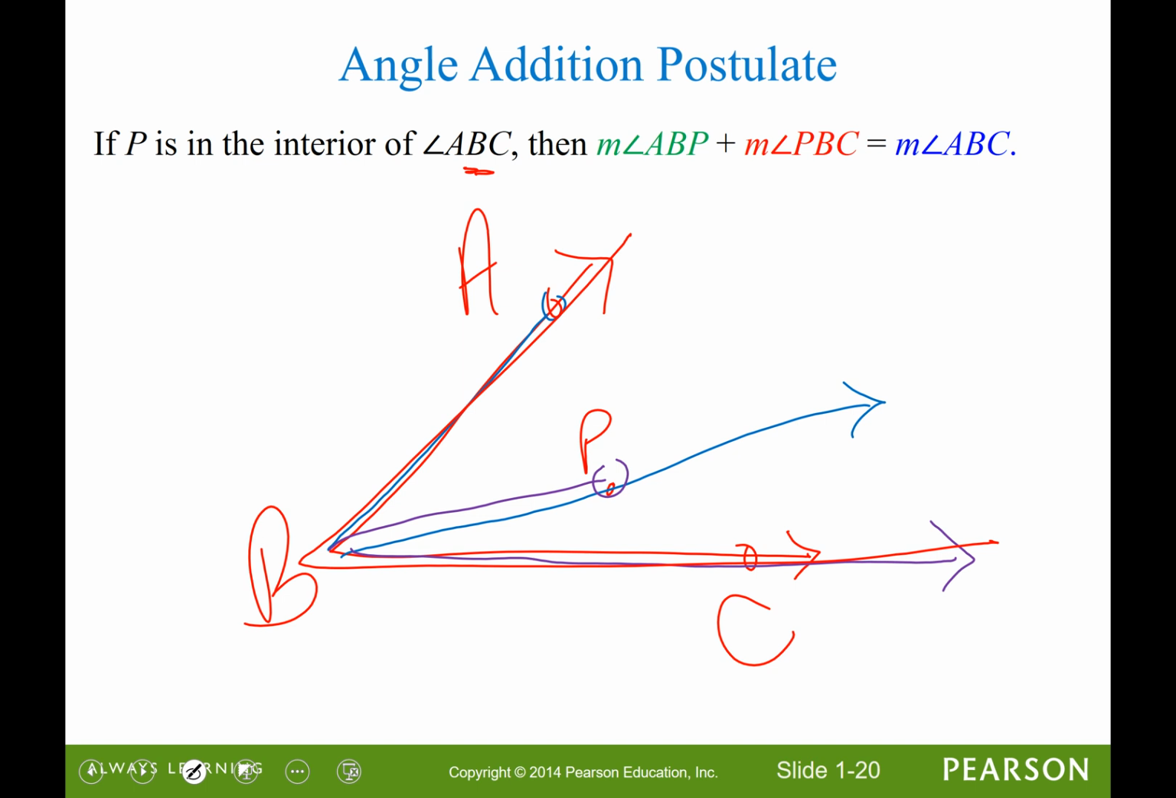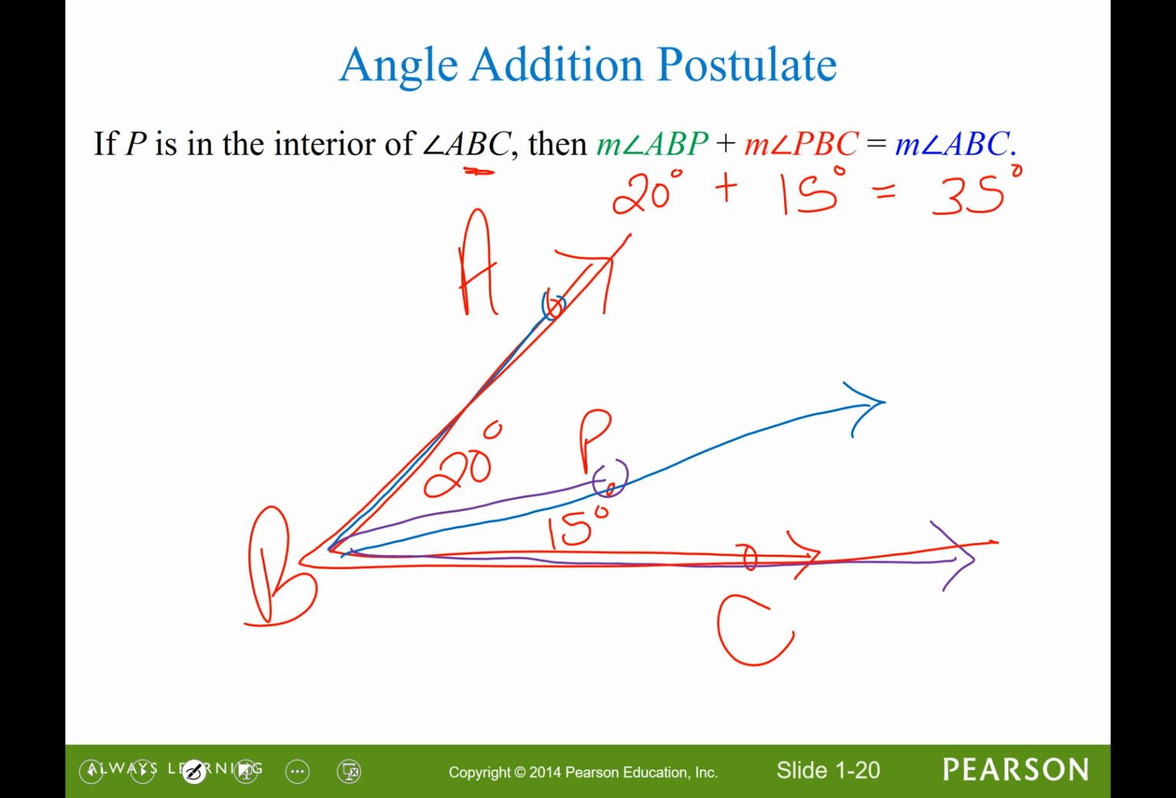Let me try to put some numbers that might help us. All right, let's say that ABP is a 20-degree angle. And let's say that PBC, it looks a little smaller just based on the way I drew it. So let's go with a 15-degree angle. So the postulate says that the 20 degrees plus the 15 degrees, you're allowed to add them to get the measure of angle ABC, which would then be 35 degrees.